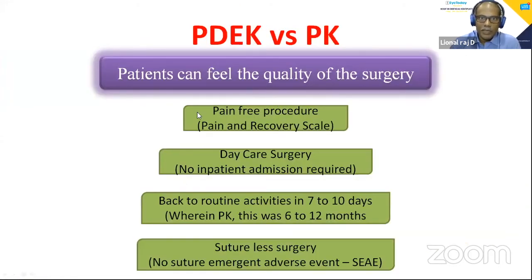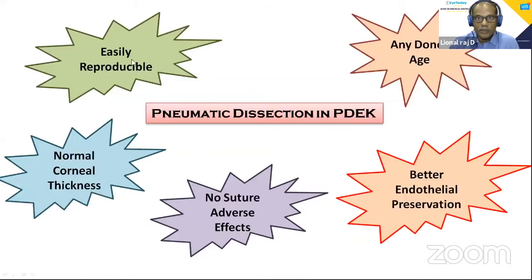So when compared to PK, definitely DMEK or PDEK is a superior procedure because it's a pain-free procedure. It's a day care surgery, back to work in 7 to 10 days, just like a phacoemulsification surgery, and you don't have to wait for suture removals, or there are no suture-related adverse events noticed. So pneumatic dissection in PDEK, when compared to DMEK, is easily reproducible.